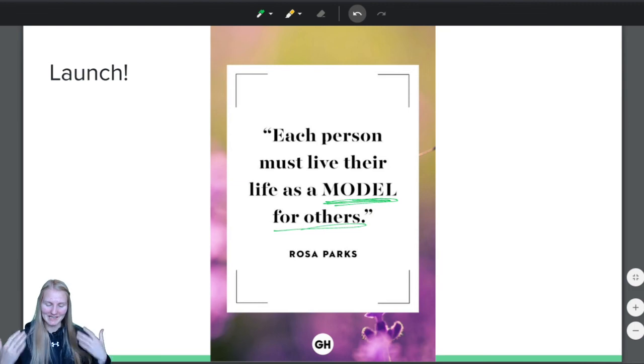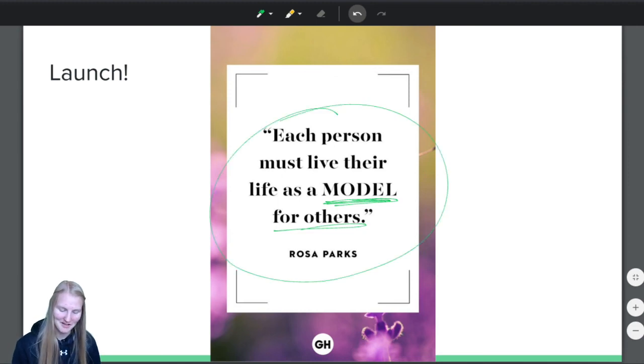If everybody lived their life as a model for others, well, I want to be kind to other people, and I want people to be kind to other people. I want people to be respectful of others, so I'm going to be respectful of others. If everybody lived their life as a model for others, the world would be a much, much better place. So, that's my challenge for you today. Live your life as a model for others.